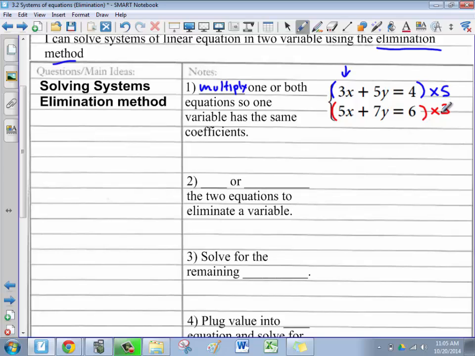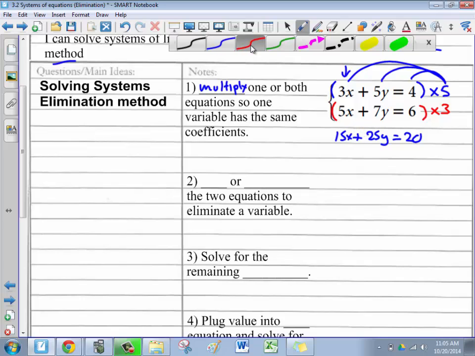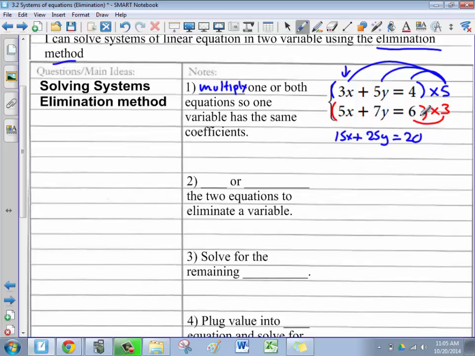Let's rewrite it down here now that we multiplied them. 5 times 4 is 20. 5 times 5y is 25y. And 5 times 3x is 15x. And then the bottom one, I got 3 times 6, which is 18, 3 times 7y, which is 21y, and 3 times 5x, which is 15x. Notice these are the same now. That was our goal.